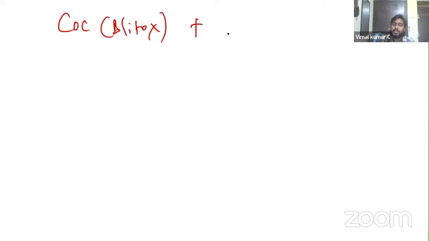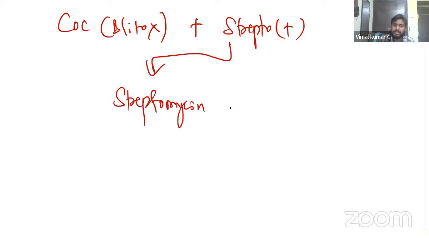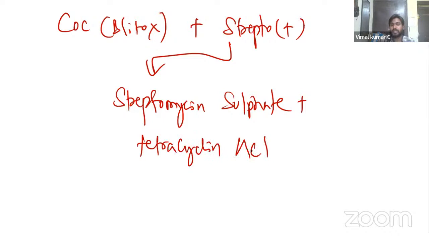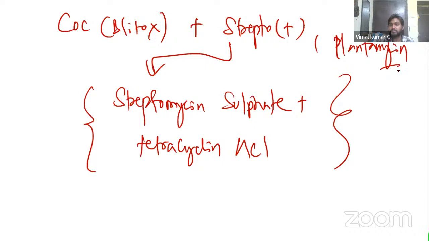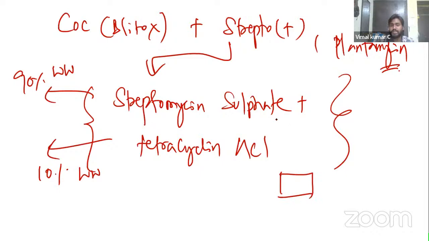Along with that you can use Streptoplus, right? Streptoplus is nothing but streptomycin sulfate plus tetracycline hydrochloride, that is HCl. Usually you will get it through different names, like either Streptoplus or Plantomycin. Many commercial names are there, but the ingredients will be only this much: streptomycin sulfate plus tetracycline hydrochloride. Commercially they have 90% of one and 10% of the other, weight by weight. If you are taking 100 gram of Streptoplus, 90 gram will be streptomycin sulfate and 10 gram will be tetracycline hydrochloride.